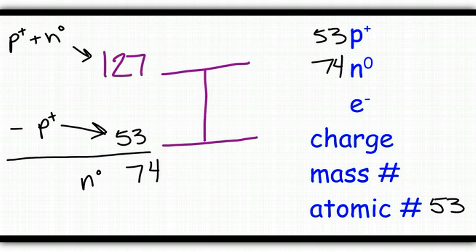Now, notice here there is nothing written, which means that this has a charge of 0. It's neutral. That tells us that the protons and the electrons must be equal to one another. So there's 53 electrons balancing out the 53 protons, and our mass number was given to us, 127.